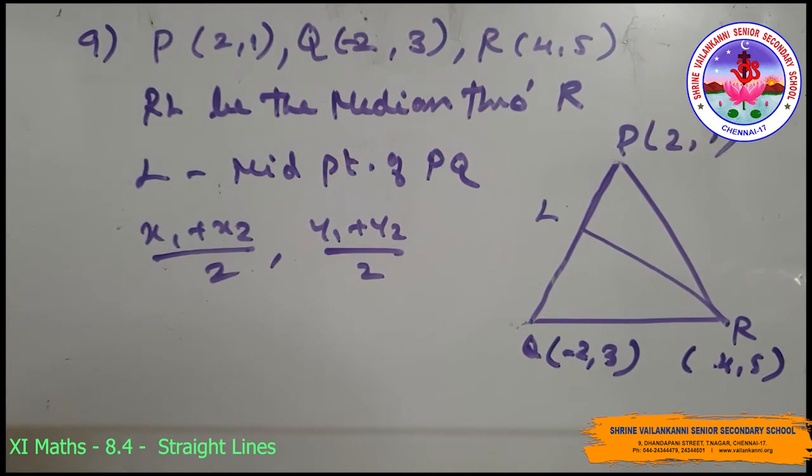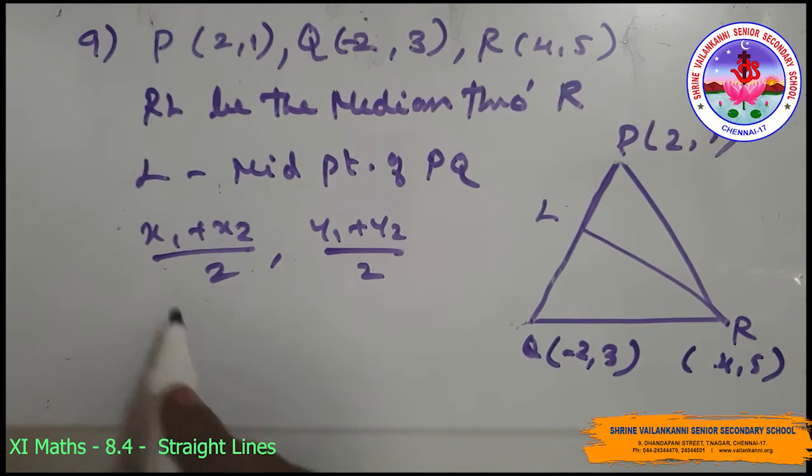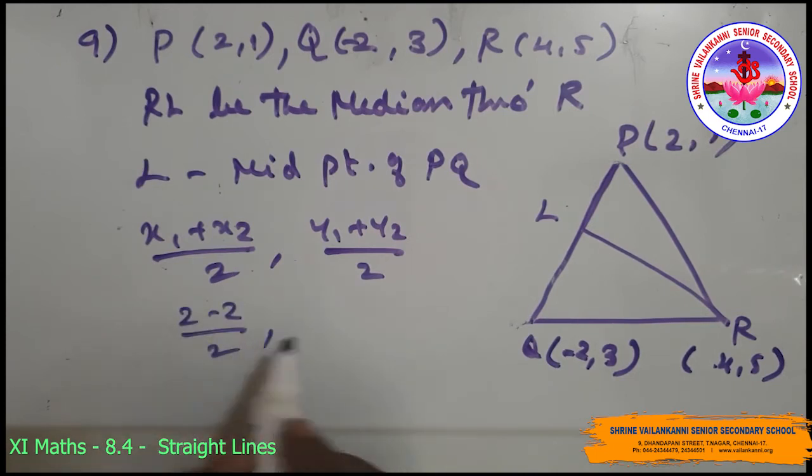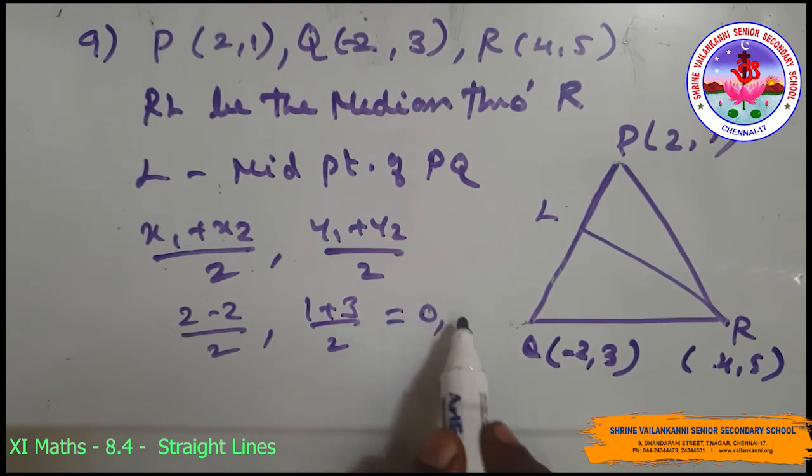Using the midpoint formula, (x1 plus x2) by 2 and (y1 plus y2) by 2. So (2 minus 2) by 2, (1 plus 3) by 2. So the coordinates are (0, 2).